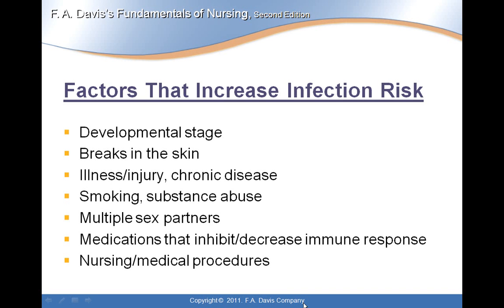Any illness, injury, or chronic disease puts a strain on the immune system and increases our risk of developing infection. Smoking and substance abuse can put us at risk. In the book, it talks about the effects of nicotine on the cilia of the respiratory tract.